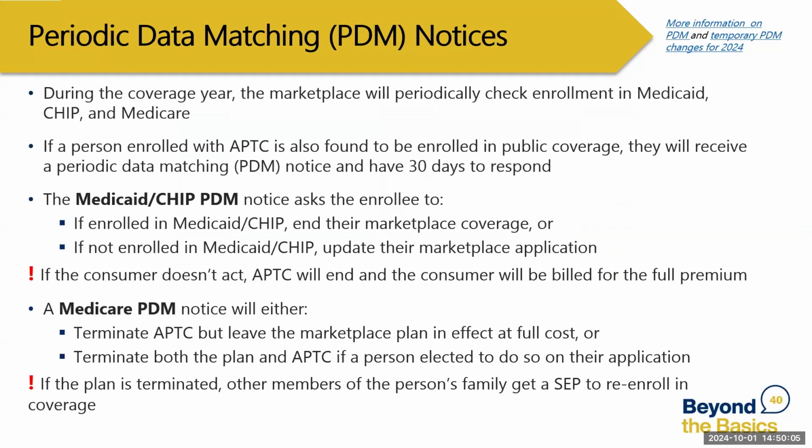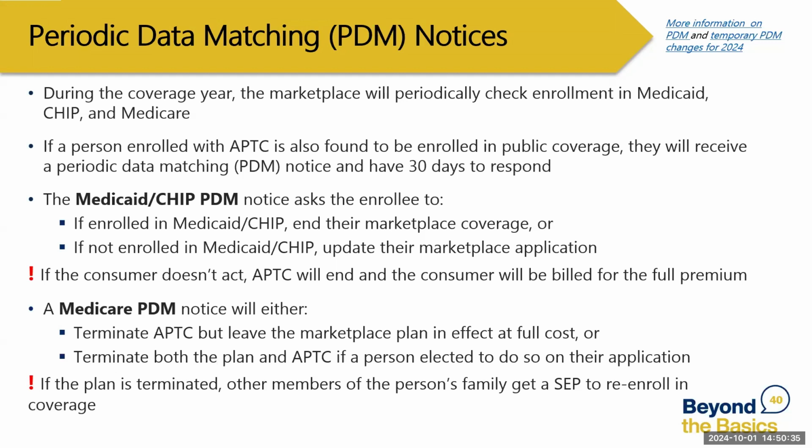And then we have periodic data matching notices because we like acronyms and we need lots of them in our lives. A periodic data matching notice is when the marketplace checks during the year to see if people are enrolled in Medicaid, CHIP, or Medicare. And if somebody's found to be enrolled in one of these programs and they're getting APTCs, then they'll get a notice from the marketplace that gives them only 30 days to resolve the issue before the APTCs are terminated. So people need to act very quickly when they get a periodic data matching notice.